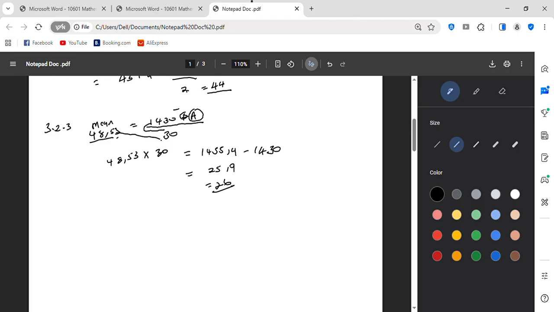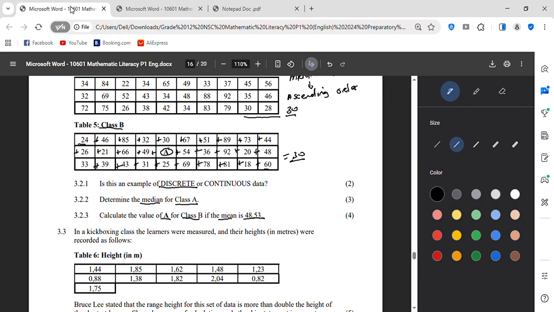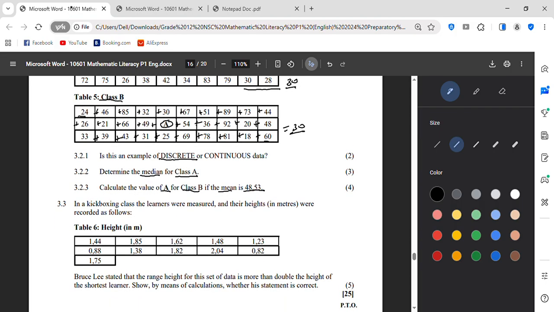323, then from 323, okay, 323, let's go to 3.3. That is the last question. In a kickboxing class, the learners were measured and their heights in what? In meters were recorded as follows.